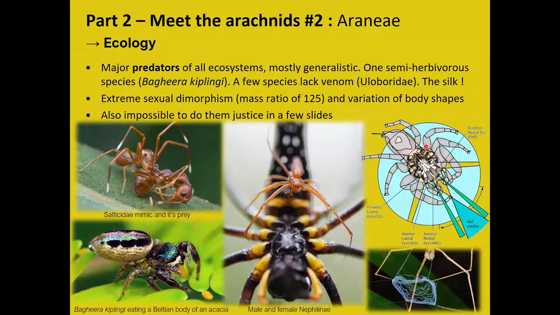Here is the view of a jumping spider, which is almost 360 degrees. And this is the web of an ogre-faced spider, which is exactly like a fisherman's net.